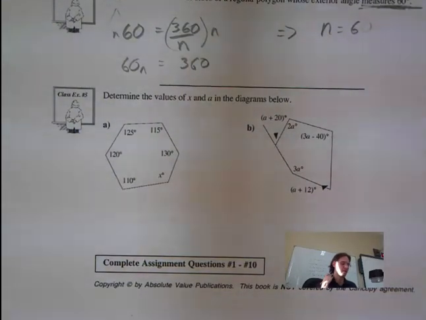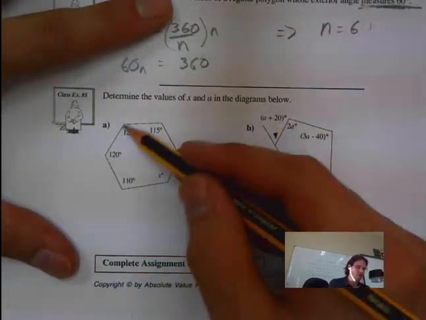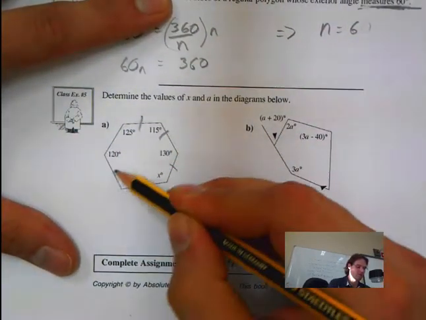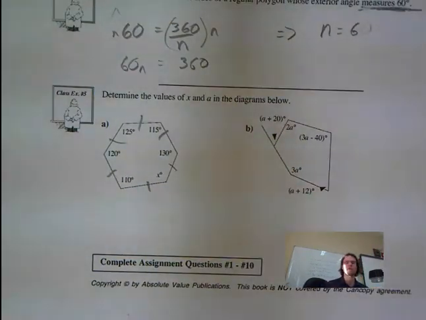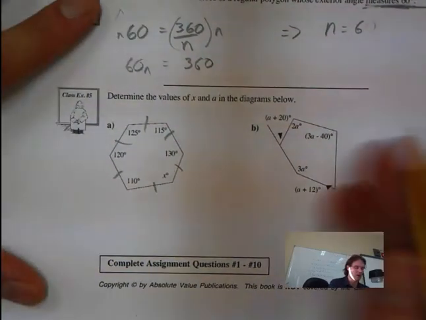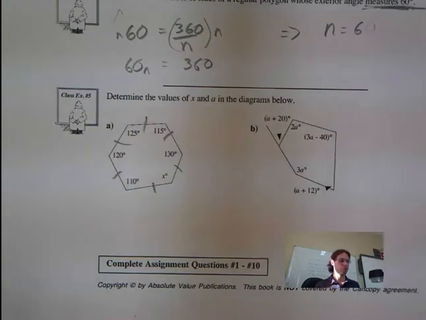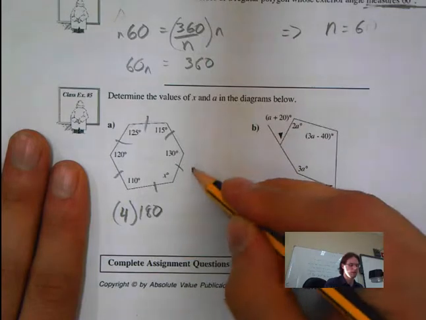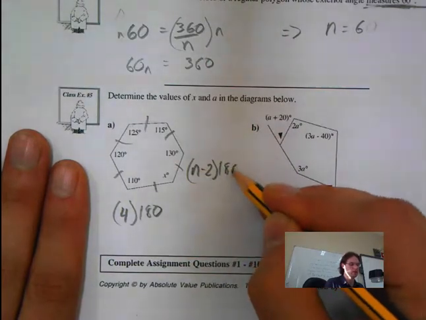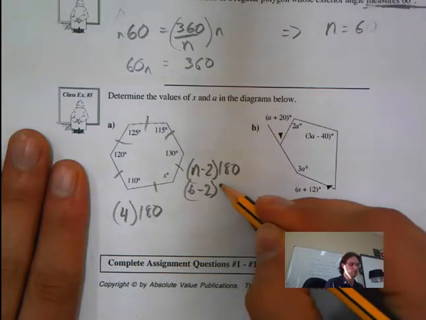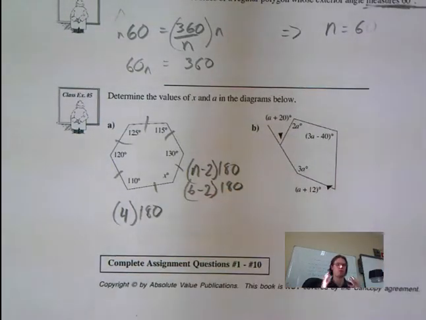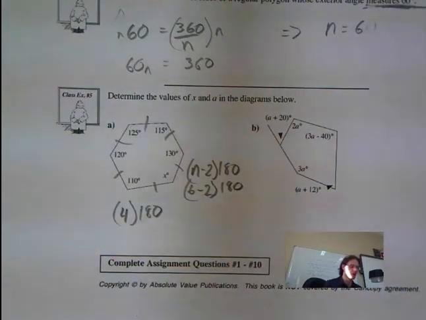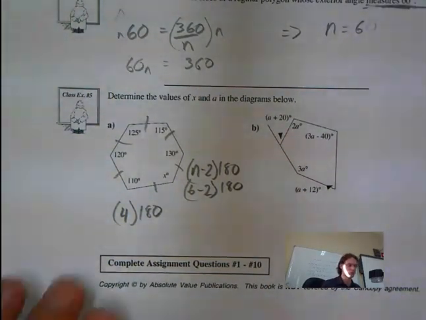Next one, determine the values of x and a in the diagram below. All right, so this first one here, what is this? This is a 1, 2, 3, 4, 5, 6, six-sided shape, so it's a hexagon. So we have to find out what is the sum of all angles in a hexagon. Well, it's not that bad. So I just know a hexagon is going to have 4 triangles. So I'm going to go 4 multiplied by 180, or n minus 2 multiplied by 180, and that's 6 minus 2 multiplied by 180, which will give me 4. This is going to be 4 triangles, 2 less the number of sides. So when I do that, I'm going to get a total of 720.